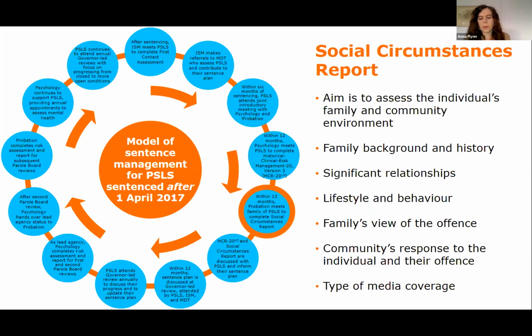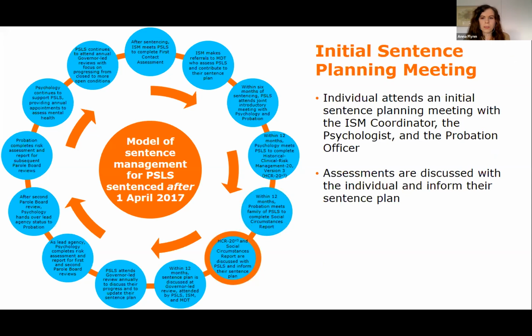Within 12 months of sentencing, a probation officer also meets the family of the individual to complete a social circumstances report. The aim of this report is to assess the individual's family and community environment. It explores a range of factors such as family background and history, significant relationships, lifestyle and behavior, the family's view of the offence, community's response to the individual and their offence, and the type of media coverage. The individual then attends an initial sentence planning meeting with the ISM coordinator, the psychologist, and the probation officer. The assessments are discussed and inform the individual's sentence plan.